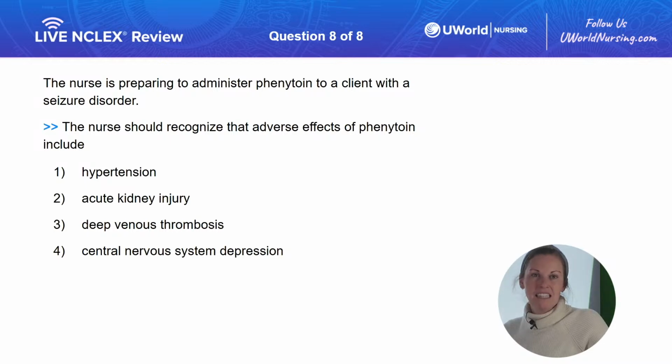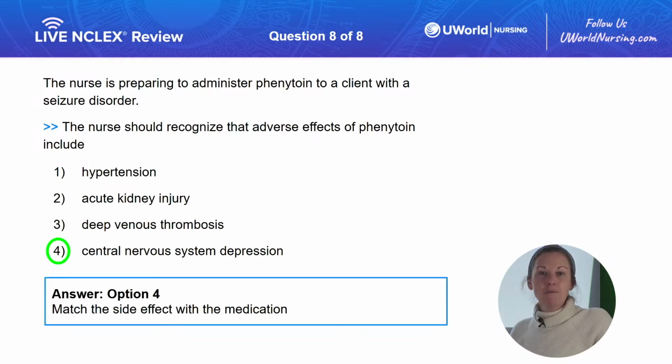All right, well done. Our correct answer on this one is option 4, central nervous system depression. Phenytoin is a medication that we would give to clients with seizure disorders or with a risk of seizures, but it has a very narrow therapeutic index. So typically we're not going to experience central nervous system depression. That would indicate that we're not at a therapeutic level, that there's too much medication circulating in our blood. It acts on our central nervous system in a pretty selective fashion to suppress seizures.